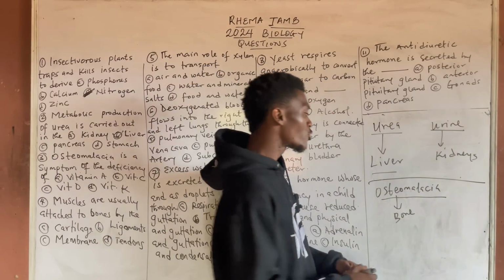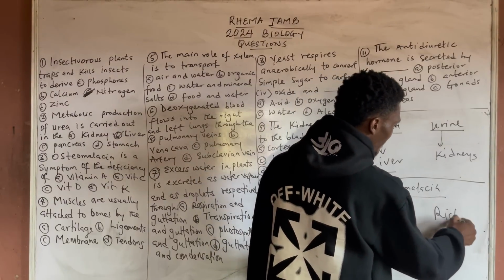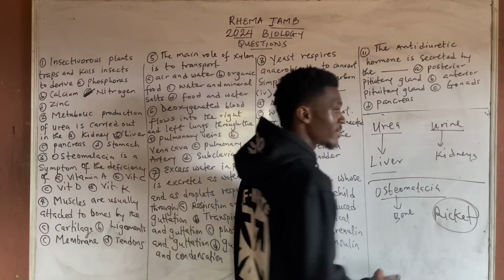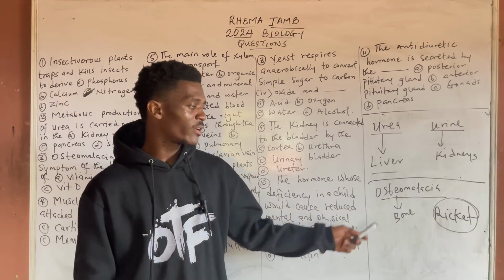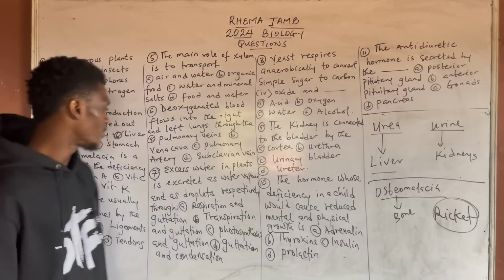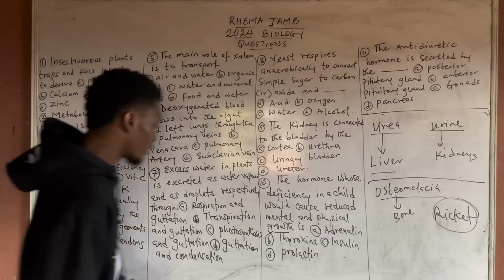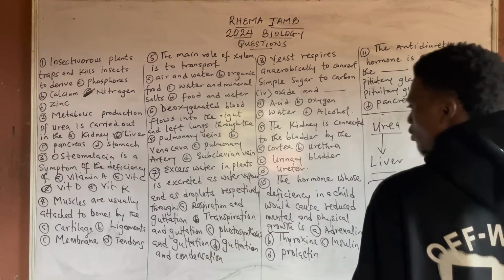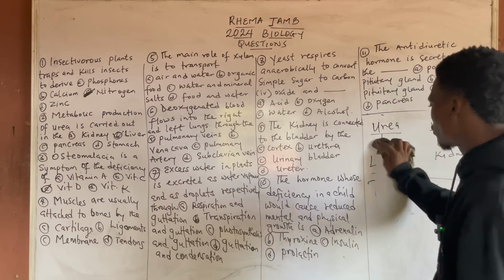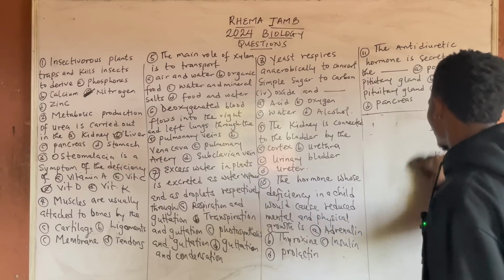In children, the deficiency of vitamin D leads to rickets. So rickets in children, osteomalacia in adults. So the correct answer is C, vitamin D. Then next question. We are told in question 4 that muscles are usually attached to bones by the dash.